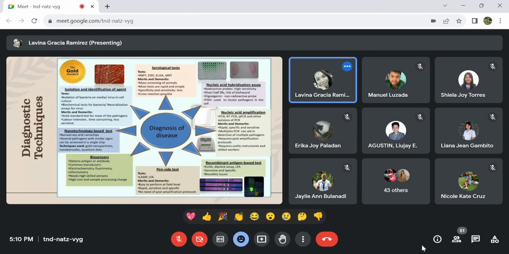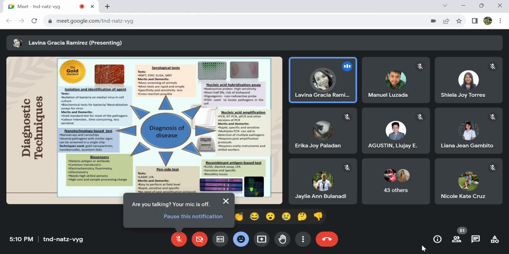Opo. Gold standard. Okay. So, ano ba yung mga gold standard to be used? Okay. So, most of the time, you have the PCR, sabi na, as one of the gold standard. Isolation identification agent. Hybridization. DNA hybridization is one of the gold standard also.